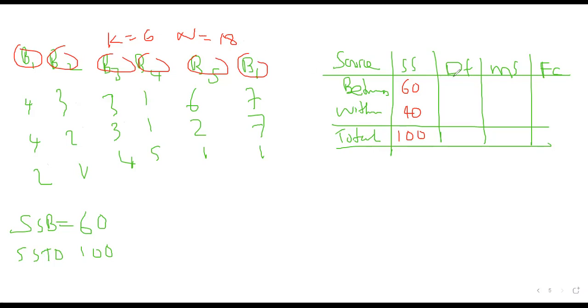Okay. Then our degree of freedom is K minus 1. What is our degree of freedom here? Five. You've done K minus 1. Then here we have N minus K, which is 12. Then here, 17. What do we get here? 12.